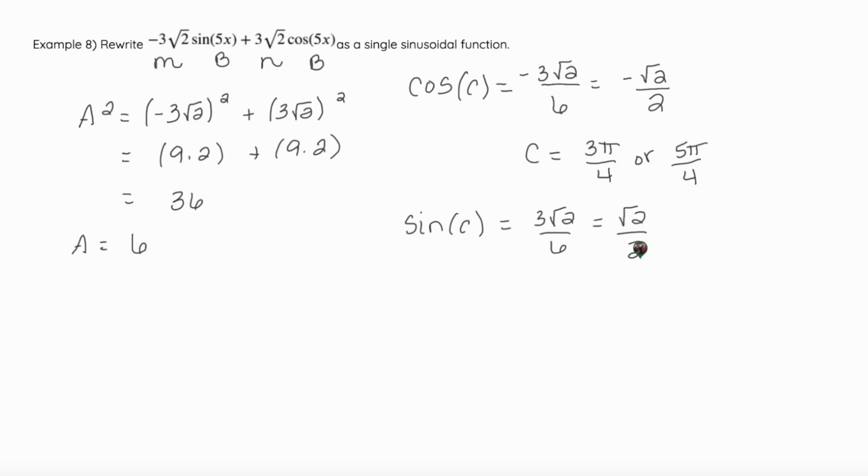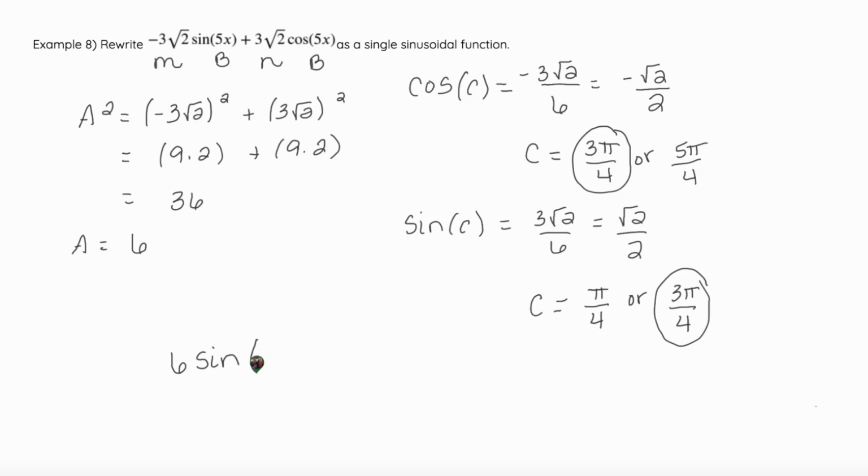So now I'm looking for where is sine square roots 2 over 2, and this would be at pi over 4 or 3 pi over 4. I see they're the same at 3 pi over 4. So we have our a, our b, and our c. Thus 6 times sine of 5x plus 3 pi over 4. And that is where we will end this particular lesson.